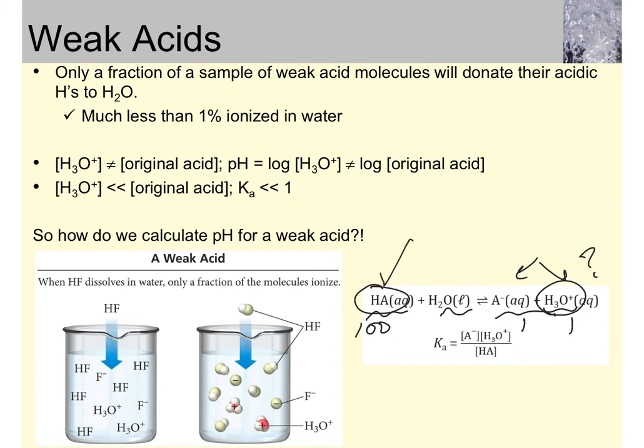You cannot assume that all of the original acid you put in is going to make hydronium. So that complicates it quite a bit. The equilibrium is very important. And so then how do we find pH, right? The concentration of hydronium is not equal to the concentration of the original intact acid. So this is not going to work, okay? So we need an ICE table to find the pH for a weak acid, and we'll do some examples of those.